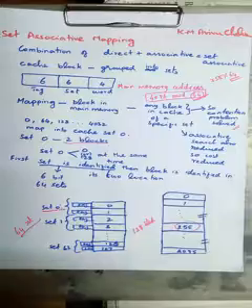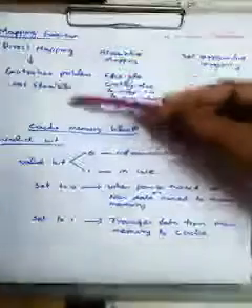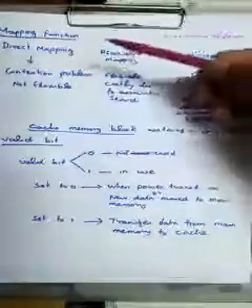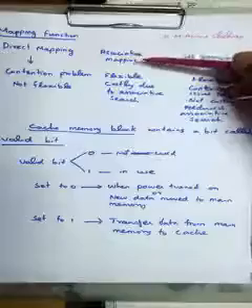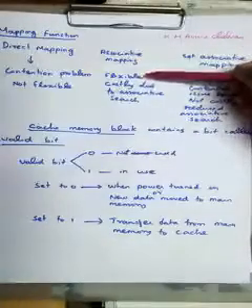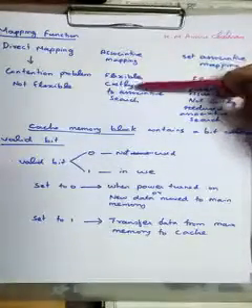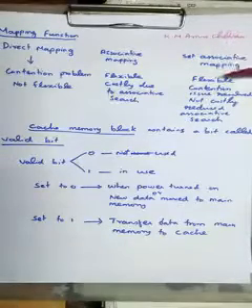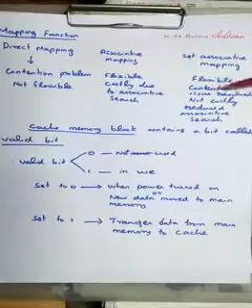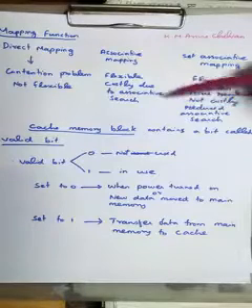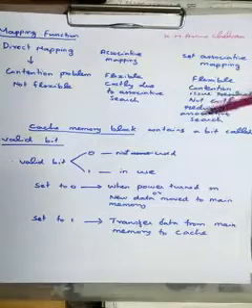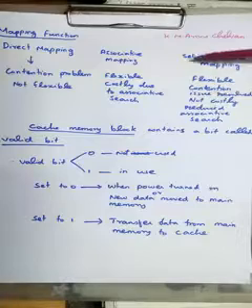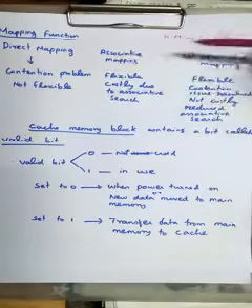Let me conclude the mapping functions with a small comparison. Direct mapping will have a contention problem, so it is not flexible. Whereas associative mapping is flexible, we can store data at any location, but it is costly due to the associative search. But set associative mapping is flexible, and the contention issue is also resolved. We need not go for a costly associative search, the associative search is also reduced. So set associative mapping is preferably better than direct and associative mapping.